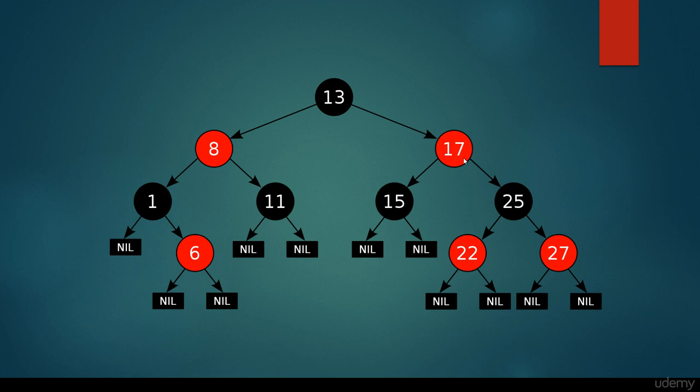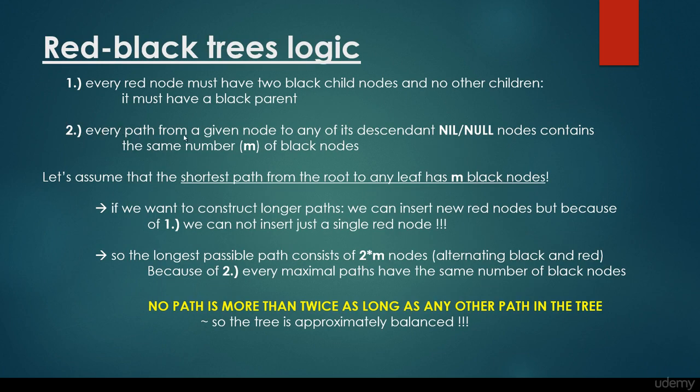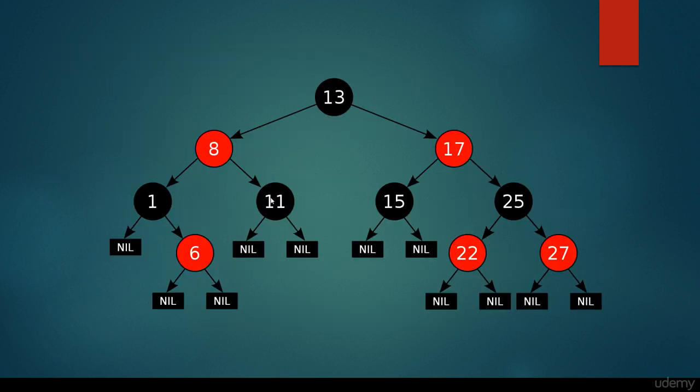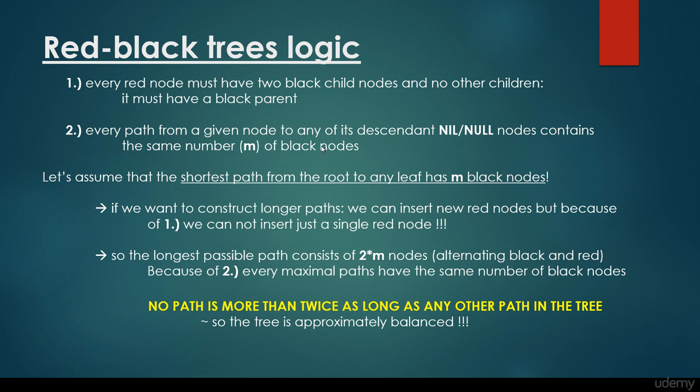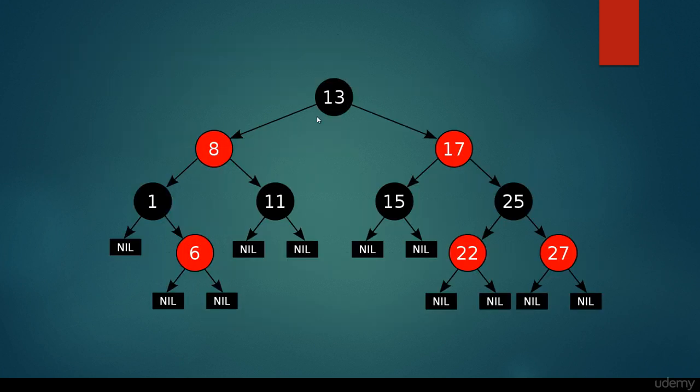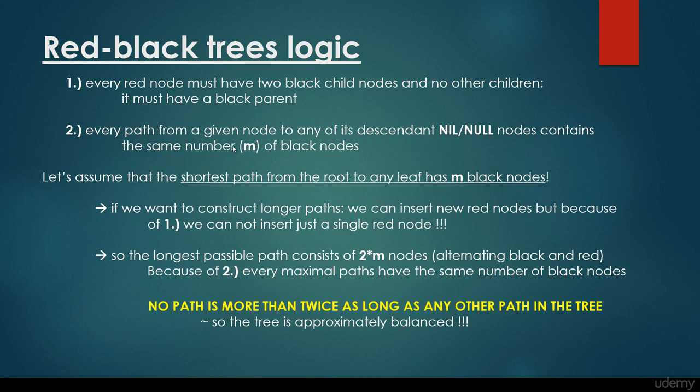So, for example, this is a valid red-black tree. As you can see, all the red nodes have two black children, and the parent of every single red node is black as well. And every path from a given node to any of its descendant null nodes contains the same number of black nodes. In this case, M, the number of black nodes, is equal to 1. If we start with the root node, no matter what path we consider, there's a single black node. So M is equal to 1, and every path from a given node to any of its descendant null nodes contains the same number of black nodes.